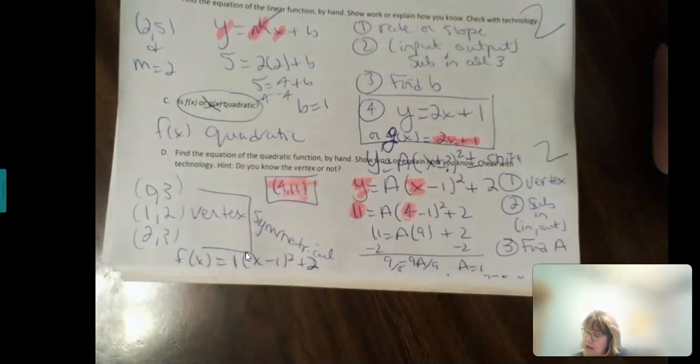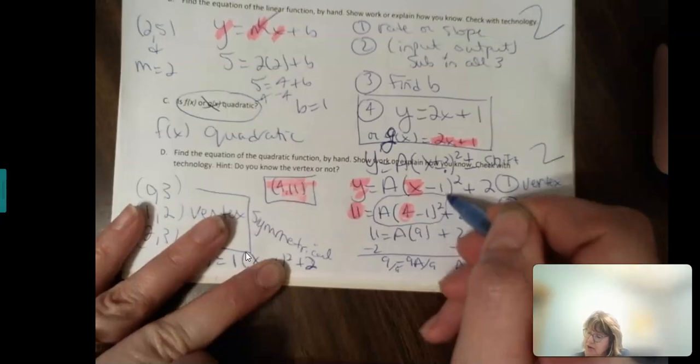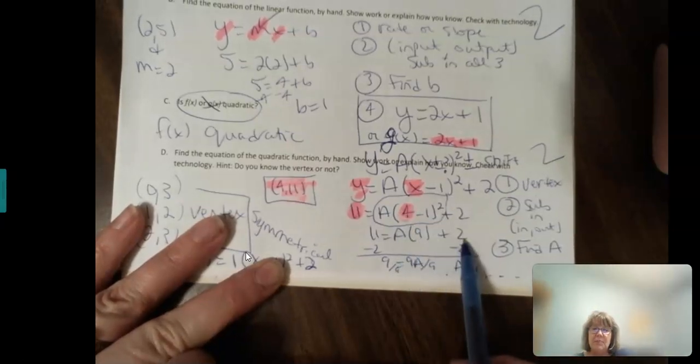Now, in algebra, this plus 2 is its own little thing. This is all glued together. So again, you can use a calculator. 3 squared is 9, the plus 2 separate.